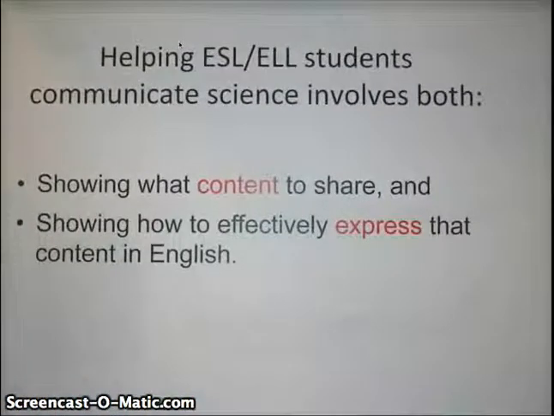Helping ELL students communicate science involves two things: showing what content to share and showing how to effectively express that content in English. Many studies show that the same moves that help ELL students practice and master appropriate English expressions also help all students improve their effectiveness when they write about science.